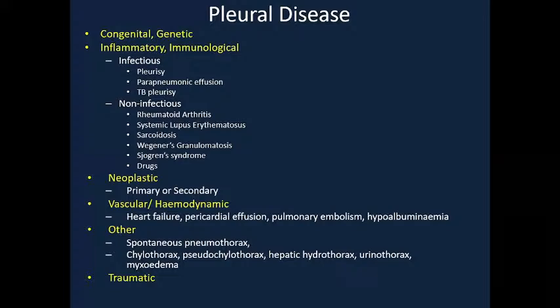Hemodynamic disturbances, and important here will be heart failure, pericardial effusion, pulmonary embolism, and hypoalbuminemia as a cause of pleural effusion. Other causes will be things like spontaneous pneumothorax, chylothorax, and those that are related to trauma. You can have a pleural disease as a complication of very severe hypothyroidism, and that's what we refer to as myxedema.